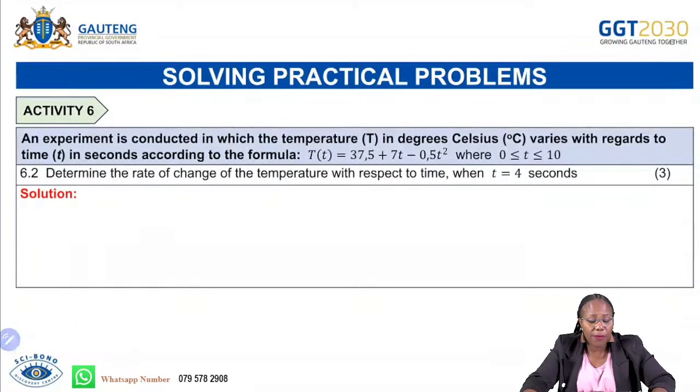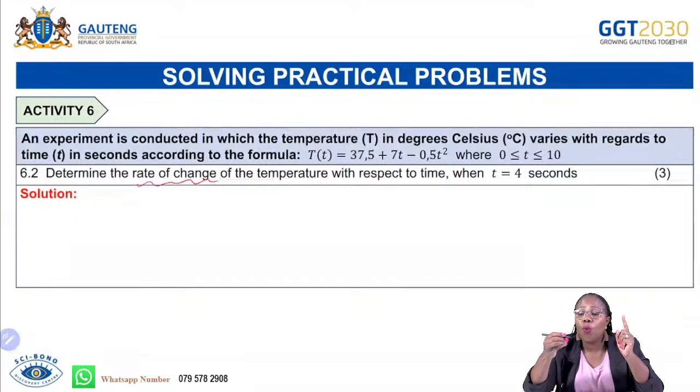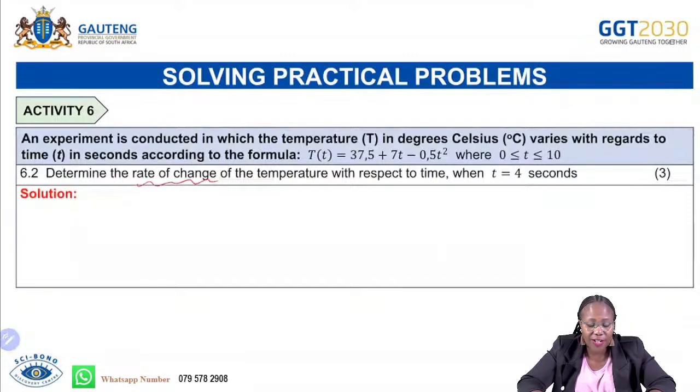On the same given information, now 6.2, determine the rate of change. Do you still remember when we were starting with terminologies? We indicated that the rate of change is the derivative. Now we are looking at the rate of change of temperature. That means we will be differentiating the temperature with respect to time when t is equal to 4. We are differentiating the temperature and then we check that differentiated temperature when t is equal to 4. That is what this statement means.